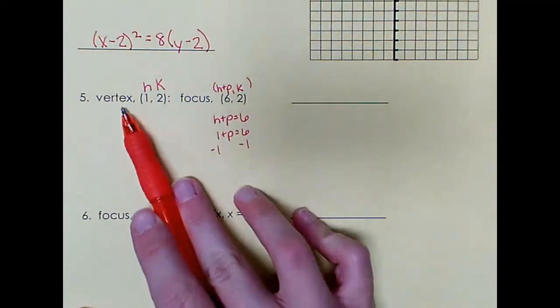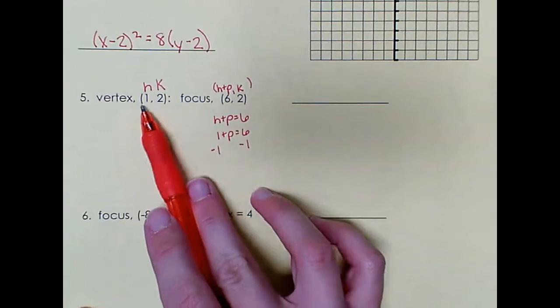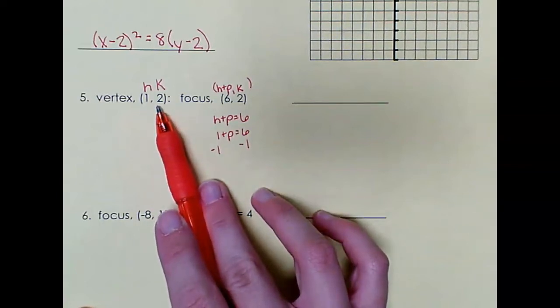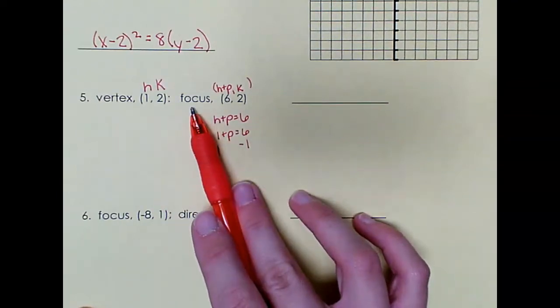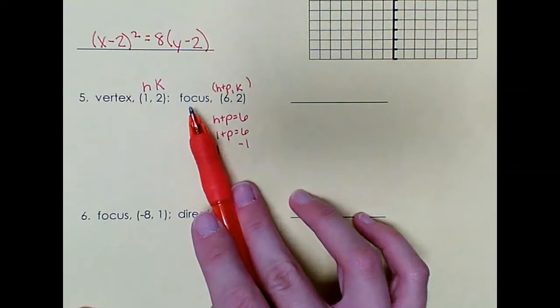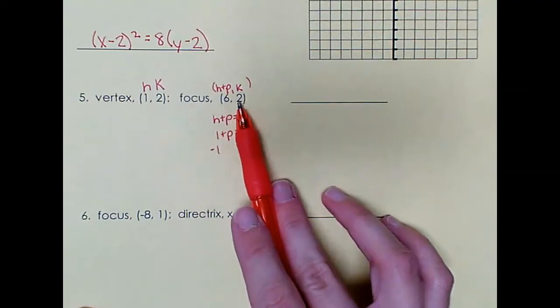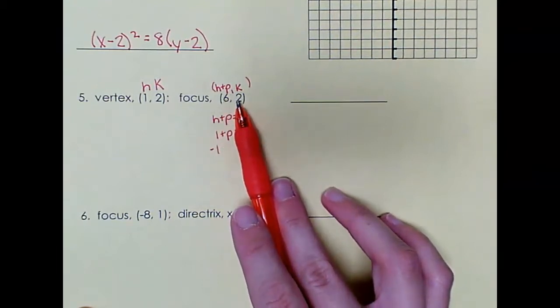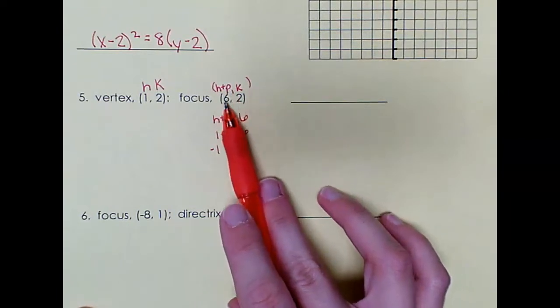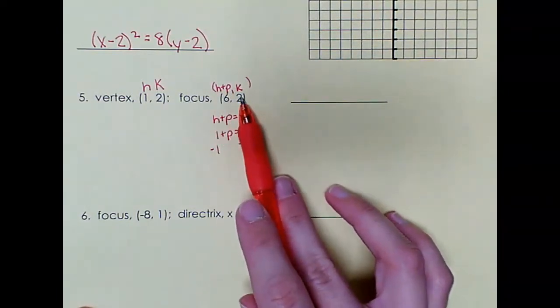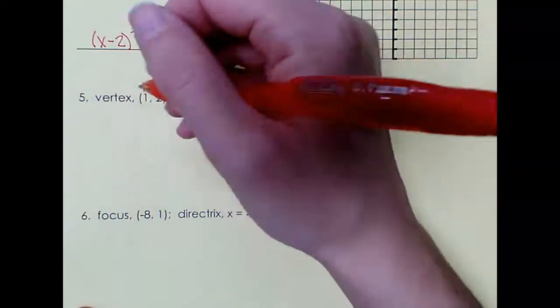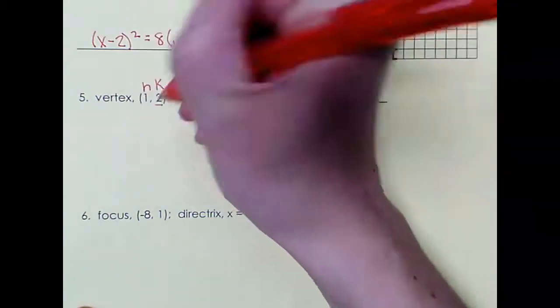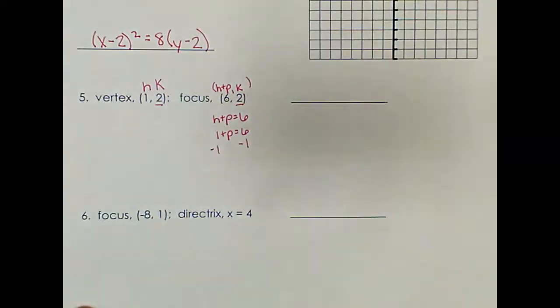If we're given the vertex 1, 2, that's h and k no matter what. If I'm given the focus, either the focus is going to be h plus p comma k, or it's going to be h comma k plus p. So we have those two options. Either p is going to be added to the h or to the k. And I notice that the 1 doesn't show up here, but the 2 shows up here. So that means that the p value is being added to the h.